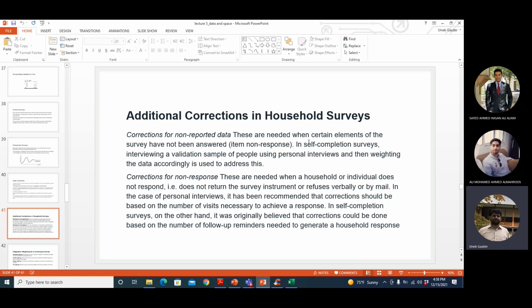If you are doing a self-completion survey, then the same thing can be done easily by sending follow-up reminders to increase your response rate. I am sure that you must have done that in your term project surveys. You may have sent the link, and then you must have sent the reminder and reposted it and tagged people. These are all things which you can do to increase the response rate, and some of you have done very well.